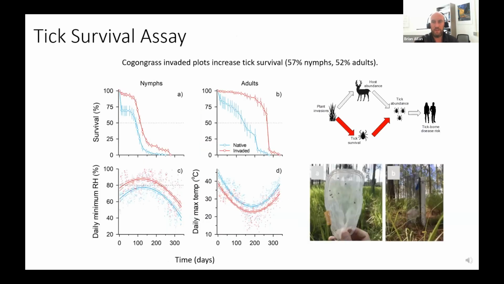So the first thing I'll present to you is that we performed a tick survival assay akin to what we did with honeysuckle, although this one was more detailed. And we did the same strategy of putting ticks in mesh bags. These were both nymphal and adult life stage Lone Star ticks. And this time we also put out temperature and humidity data loggers. And that was so we could collect additional information on what were the local climate variables that were likely impacting ticks.